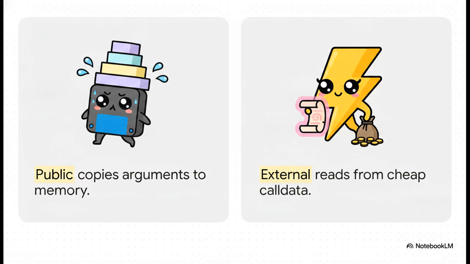When a public function receives an array, it has to copy those arguments into expensive temporary memory just in case an internal function decides to call it. But an external function? It knows it will never be called internally, so it reads those large arguments directly from a super cheap read-only space called call data. Choosing external over public for large inputs will literally save your users money.